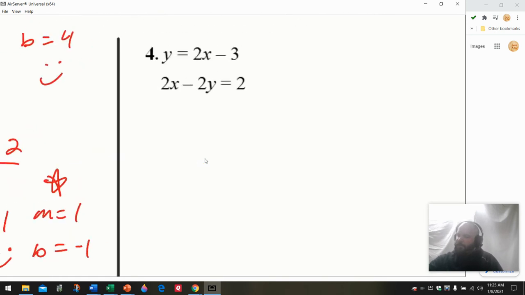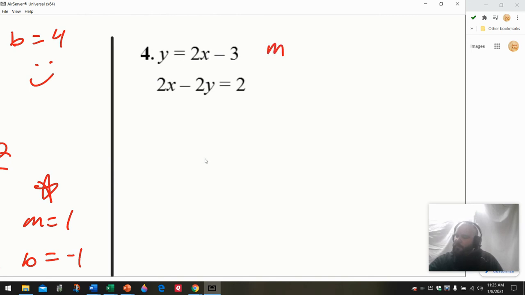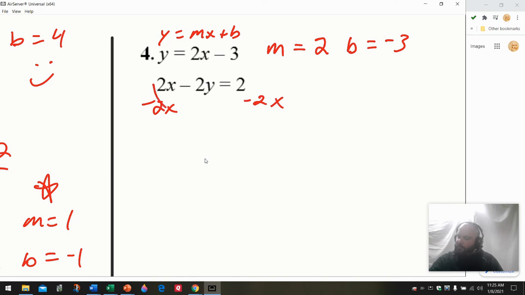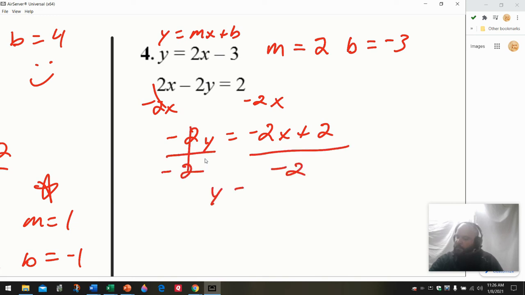Okay, so the last one we're going to look at today, same as the others, we're going to write what the m and the b are. In this case, the m is 2 and the b is -3 for this one. Y equals mx plus b. You can see how it nicely lines up with slope-intercept form. But this second one is also in standard form, like it was in the last problem. So we need to move the 2x to the other side. And then I'm going to divide by -2 again. You'll see I'll get y equals 1x minus 1. So this one has an m of 1 and a b of -1.